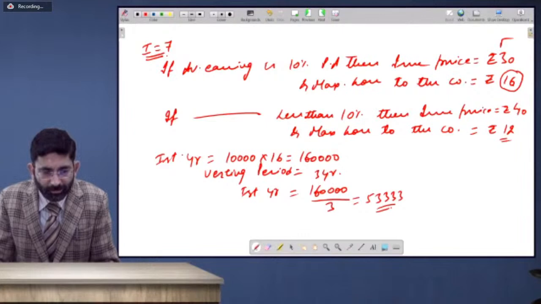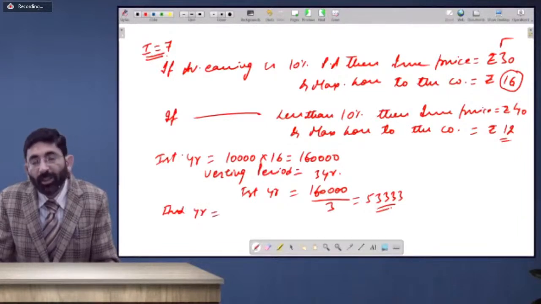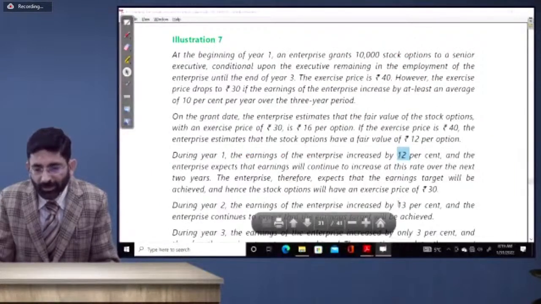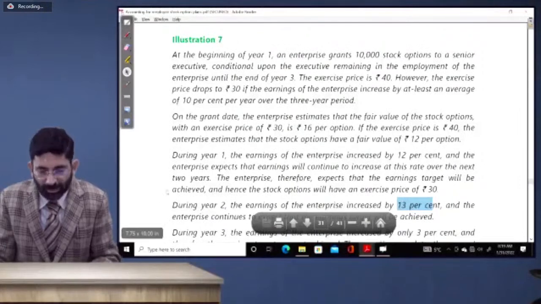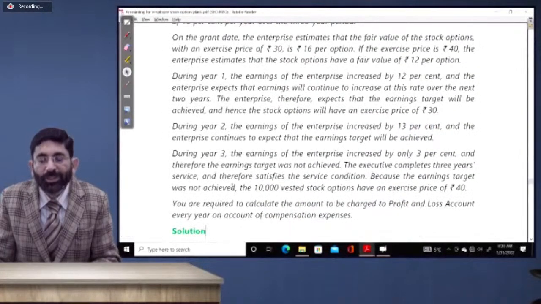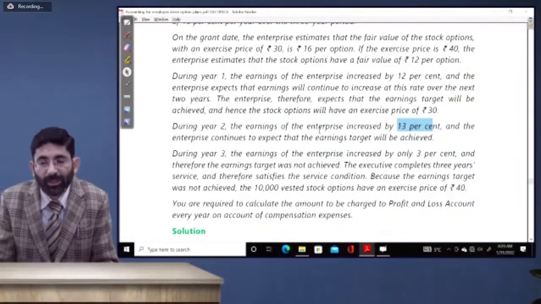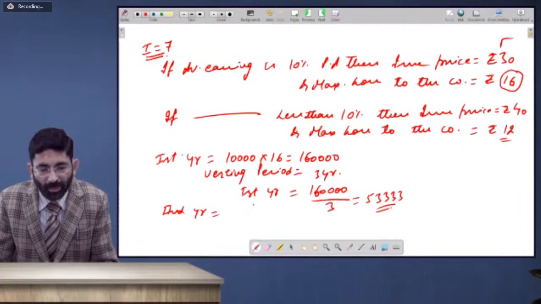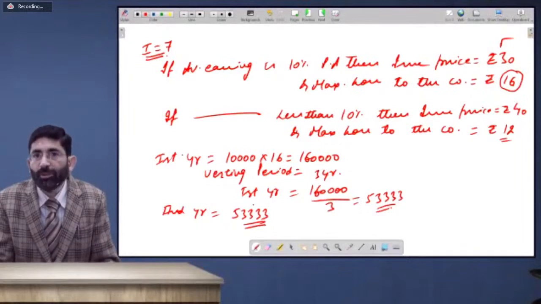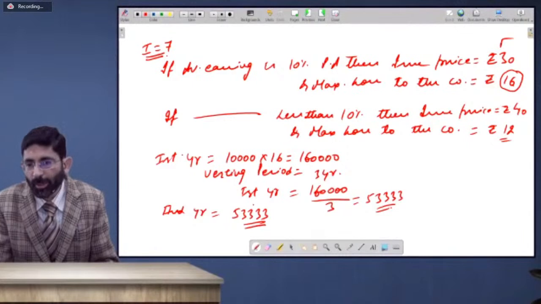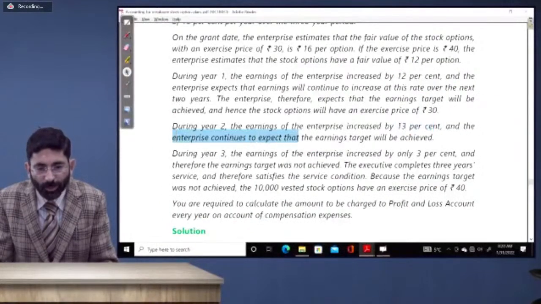Now, in the second year, the same thing applies. In the second year, we have earned 13%, and the enterprise continues to expect that the target will be achieved. So if the earning is 13% and we are expecting the target to be achieved, then obviously we will assume the loss remains the same. The first year is 53,333, and the second year also will be 53,333. We need not take any assumption in this case, because the assumption is already given in the question: the enterprise continues to expect that the earning target will be achieved.